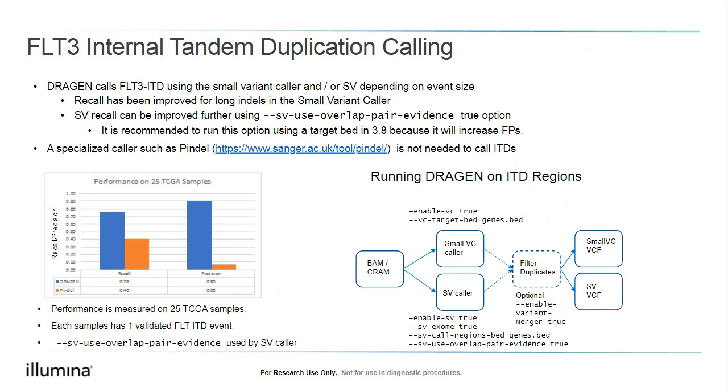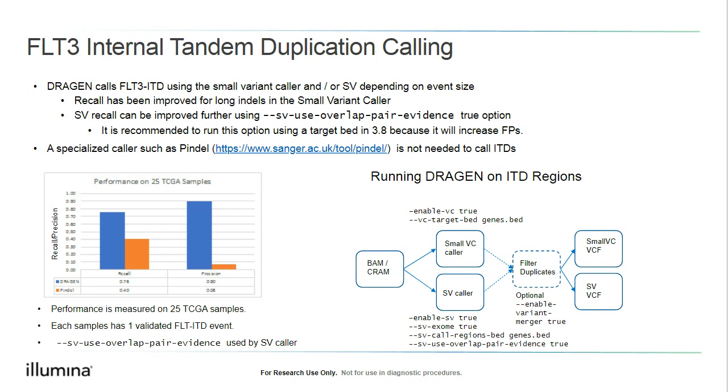Another feature that we have spent some time to assess its performance is the FLT3 ITD calling capability in DRAGEN. So now, based on our analysis and some improvements that we have done, we can see that the DRAGEN caller is now capable, using a combination of the small variant caller and the structural variant caller, and depending on the FLT3 ITD event size, that our accuracy for calling these events is very good.